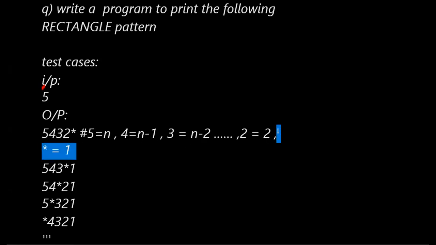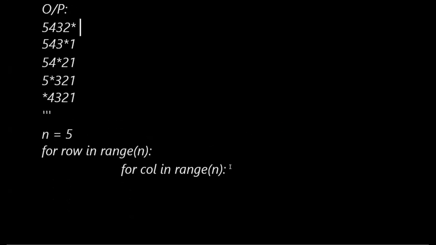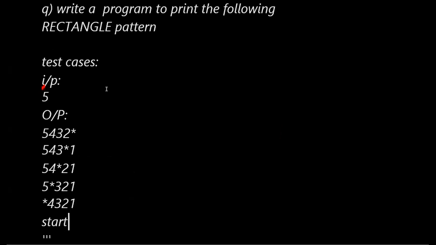So to print this, let me print 5, 4, 3, 2, 1 at first. So how do I get 5? From where do I need to start? I need to start at 5 and print till 0, that means up to 1 I need to print. So I want to stop at 0. So what is my stop? My stop is 0. Okay.